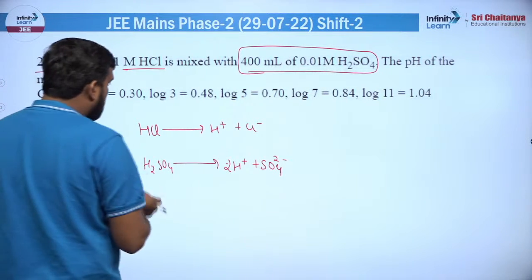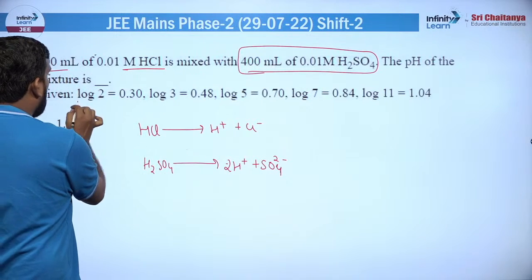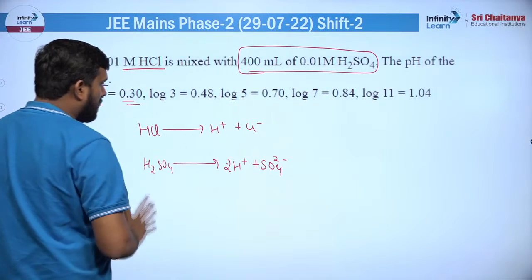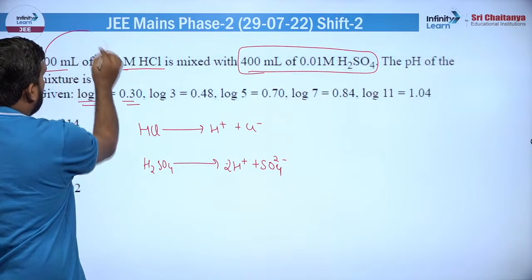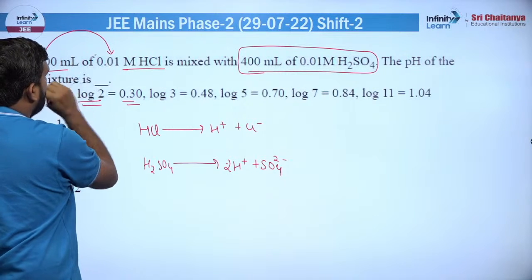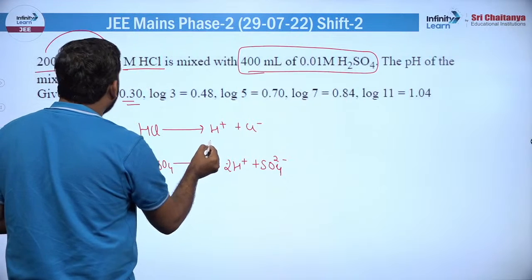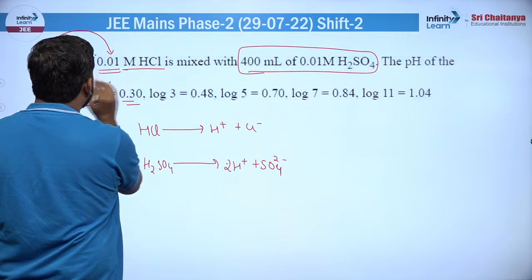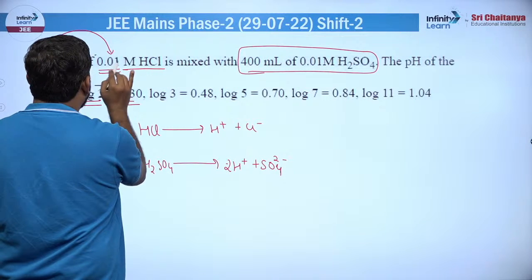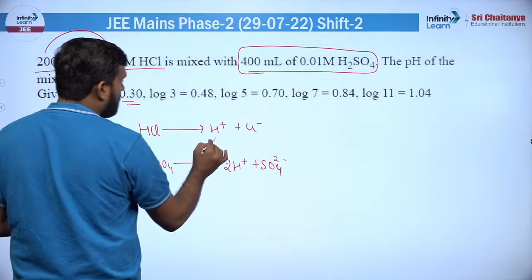Now log 2 and every value is given, but you don't actually require those values here. Basically, if you go for the total number of moles for this compound, the millimoles or moles, whatever you want to say, it will be 200 into 0.01, so it will be basically 2 after placing the decimals.